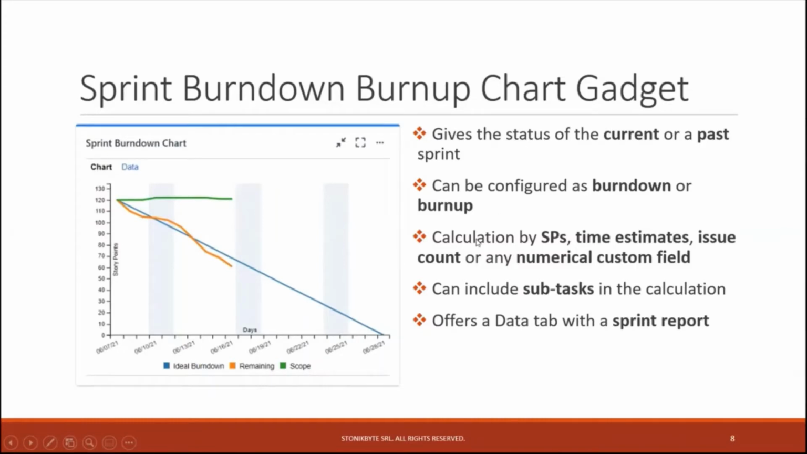It supports calculation by story points, time estimates, issue count, or any numerical custom field, because there might be teams that do not use story points, for example, to estimate their backlog. I saw teams that use a custom field and they put the estimation there in that Jira custom field. So this chart supports custom fields too. Also, an important feature is that you can include subtasks in the calculation and have the subtasks included in the chart. In addition, it offers a data tab with a nice sprint report. I will show you right away.